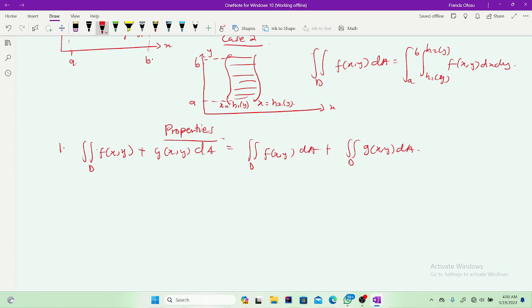So this is a normal property. As well, if you have a constant multiplying the function f of x y dA, you can just put the constant out and have a double integral over the same region of f of x y dA. Now this part is a special property.